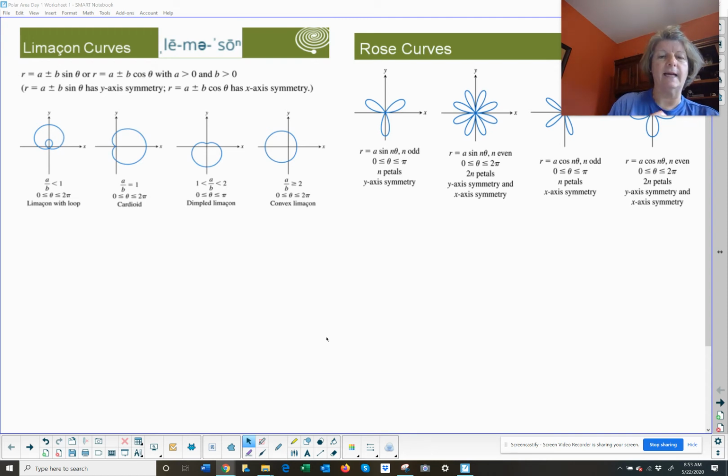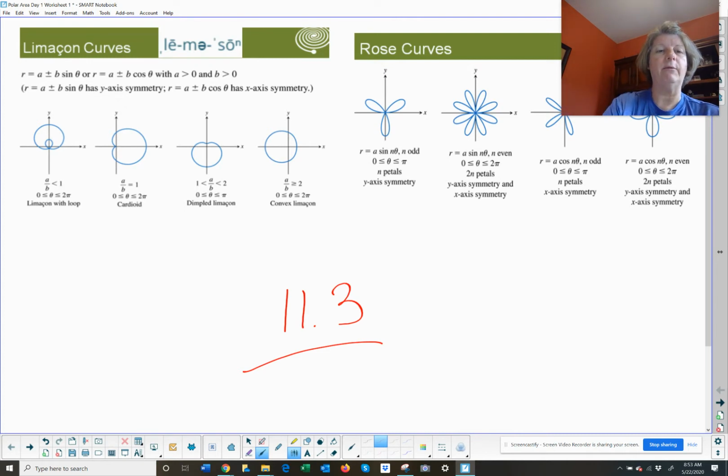Hello, let's look at section 11.3 today, and 11.3 is all about the area of polar curves. One thing we'll want to make sure of is that we can recognize equation formats of various polar equations. They'll give us some idea of what to expect, and they're easier to graph if we have an idea of the shape of them. So you've got your limaçons, and we've got that inner loop, the cardioid, the dimpled, the convex, all dependent on the ratio of A to B.